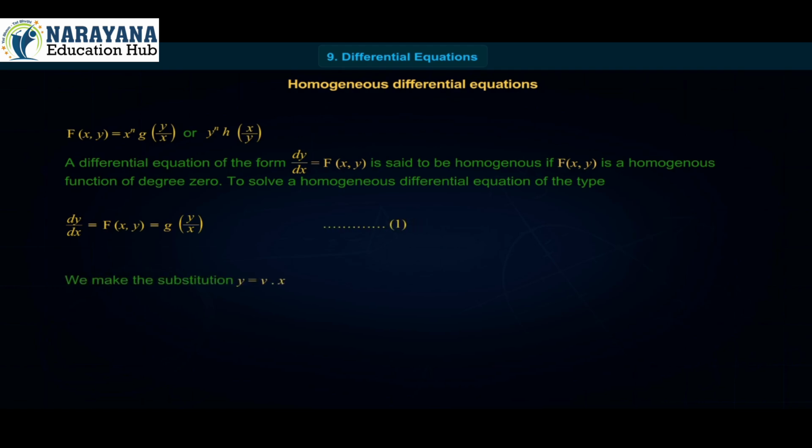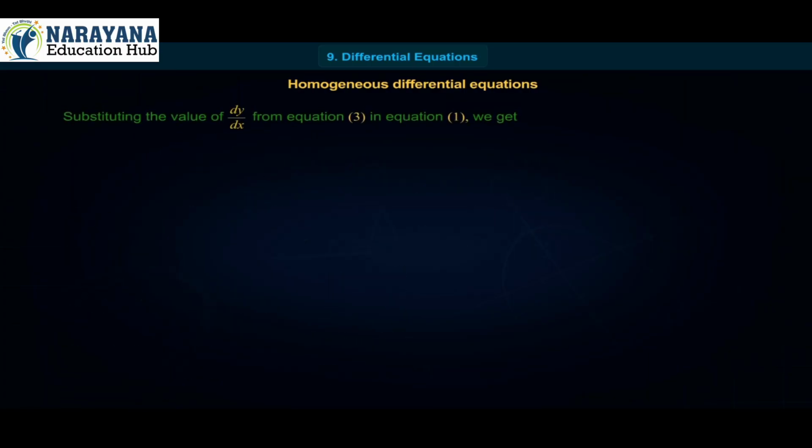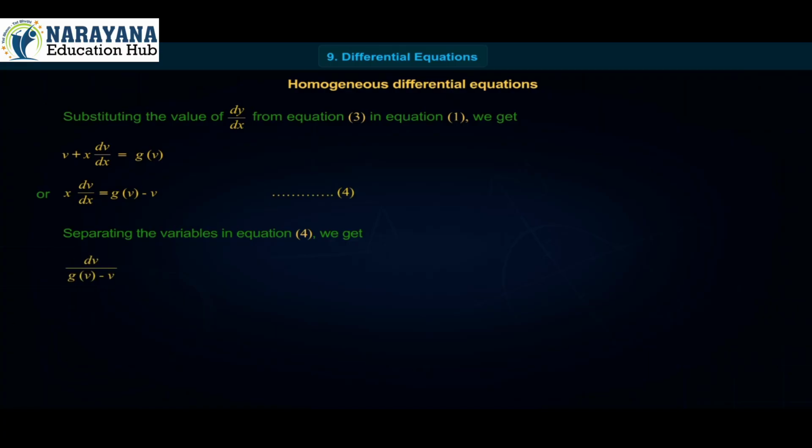Equation 1. We make the substitution y = vx. Equation 2. Differentiating equation 2 with respect to x, we get dy/dx = v + x dv/dx. Equation 3. Substituting the value of dy/dx from equation 3 in equation 1, we get v + x dv/dx = g(v), or x dv/dx = g(v) − v. Equation 4. Separating the variables in equation 4, we get dv/(g(v) − v) = dx/x.